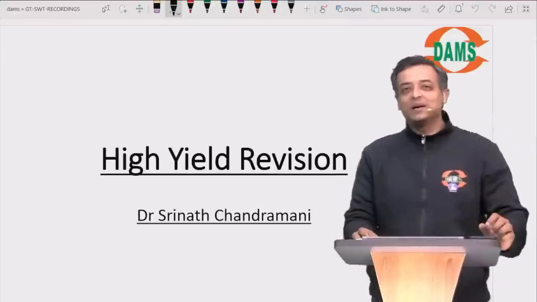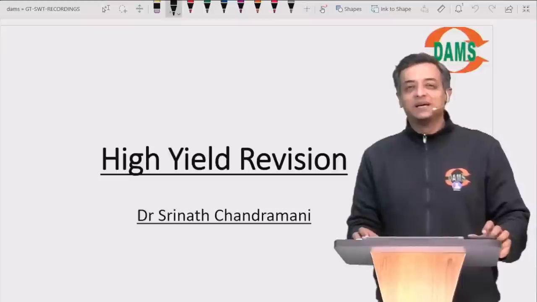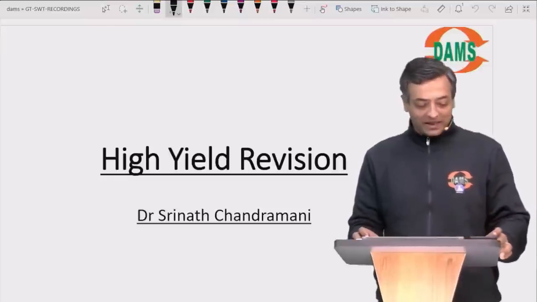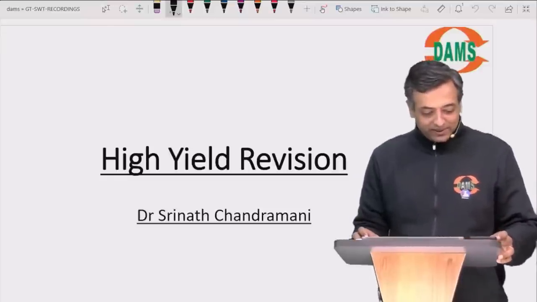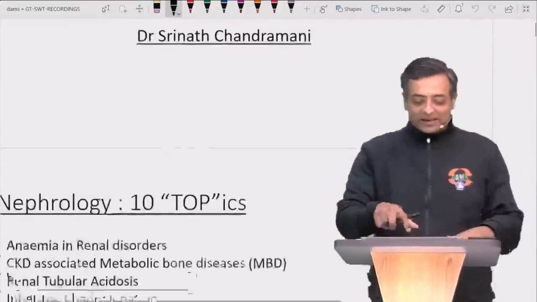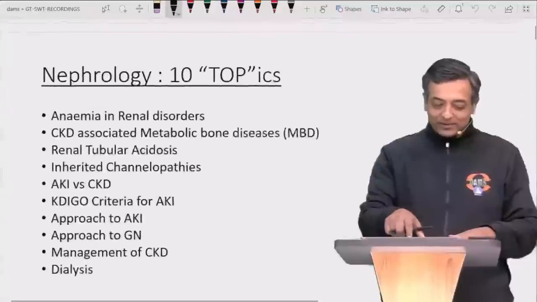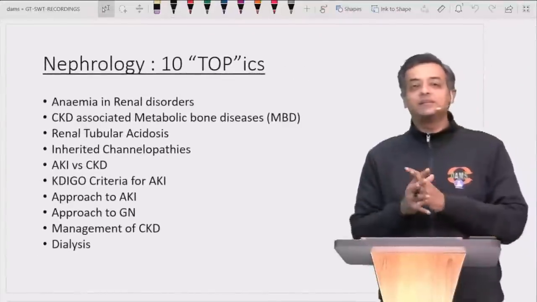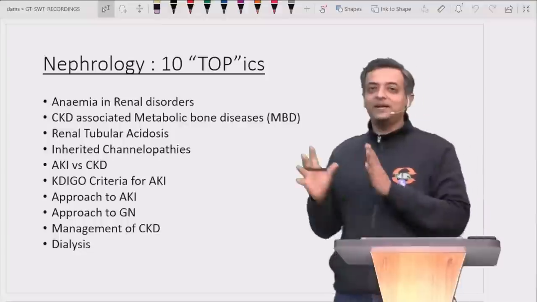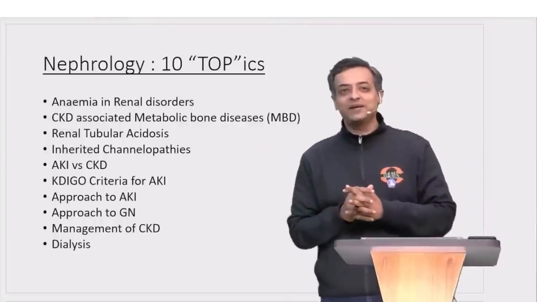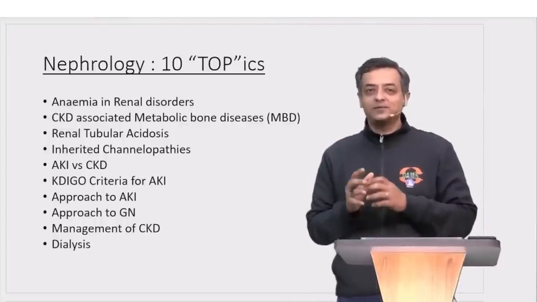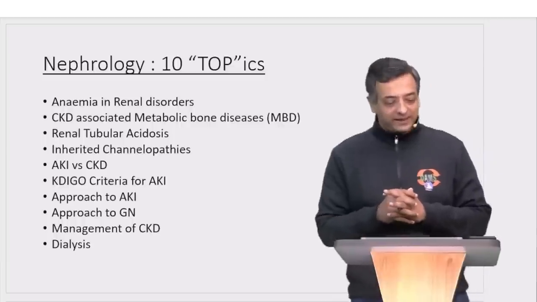So, coming to the last final punch, one high-yield revision with me for nephrology and rheumatology. So, let us get started today evening. Great. How do we have to do this? We have to start the high-yield revision by always arranging the topics. So I call them the top 10 topics in nephrology, and top 10 topic flowcharts in rheumatology, which is what we are going to revise today in this session.